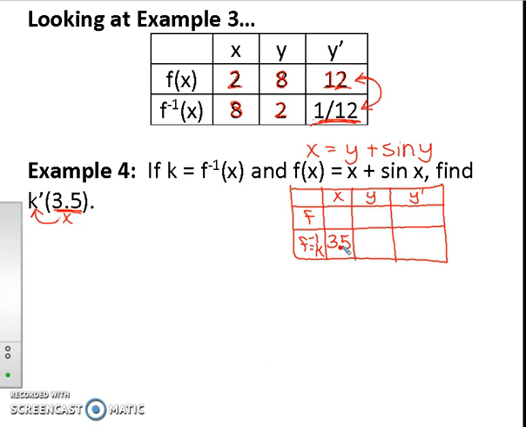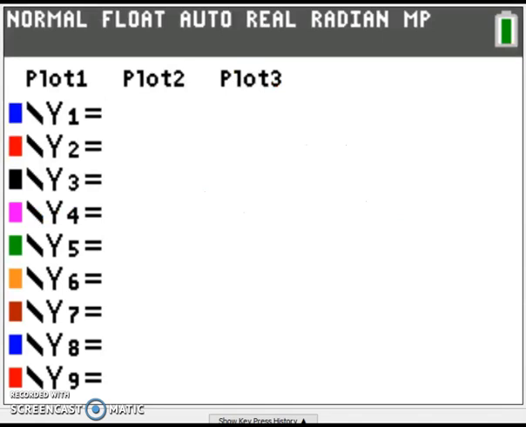Now what I know about inverses is that it would then also be the y-coordinate of my original function, my x plus sine of x. Now if I can figure out the x-coordinate that goes with it, then I can find the derivative and then I can take the reciprocal of it. So I need to figure out when does x plus sine of x equal 3.5.